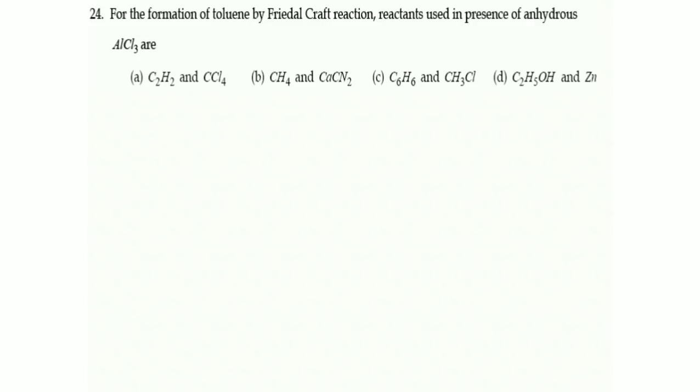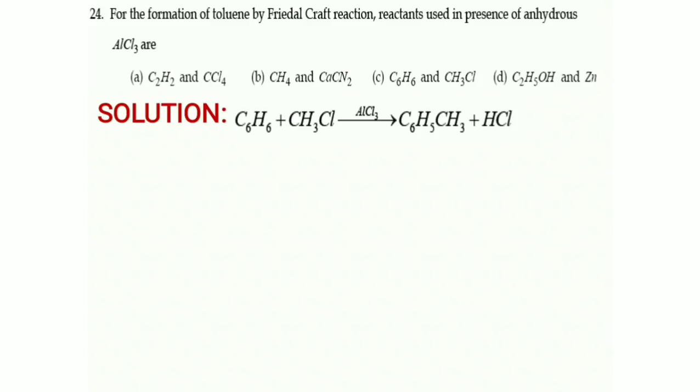Then, for the formation of toluene by Friedel-Crafts reaction, the reactant used in the presence of anhydrous AlCl3. Friedel-Crafts reaction is for aromatic compounds, right? A benzene ring should be there. Only a benzene ring should be there. So the answer for this question is C.